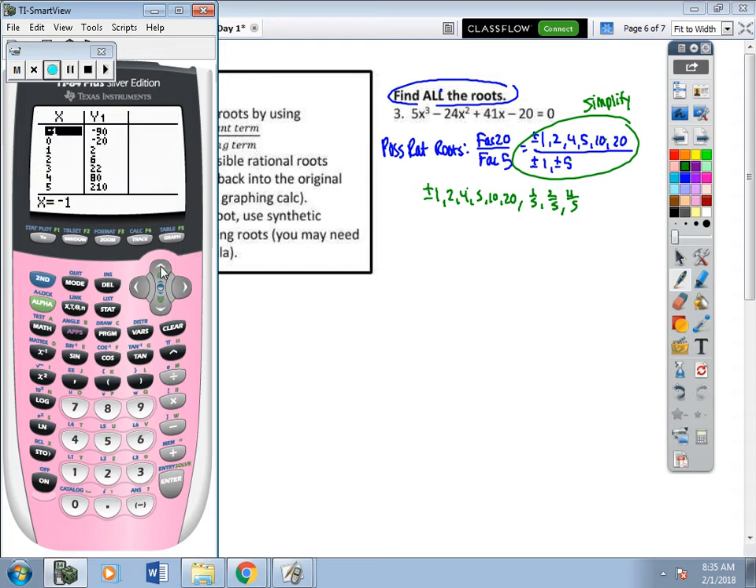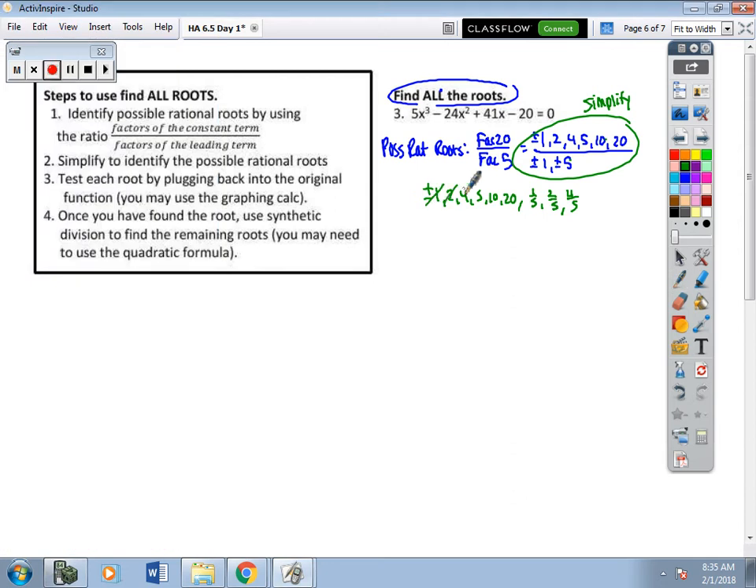And you should see I had one of them here. Nope. So none of my whole numbers work. They're all eliminated. Not a single one. So it is one of my fractional answers, which this one's kind of hard to read. And it could be positive or negative with the fractions.